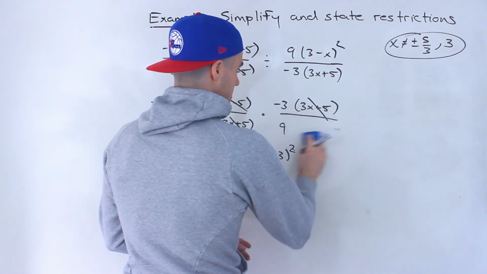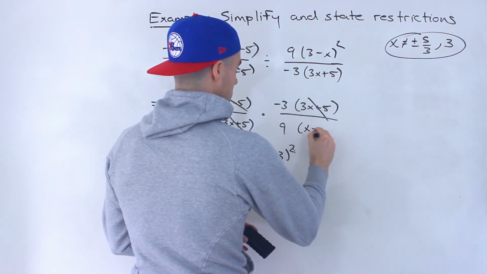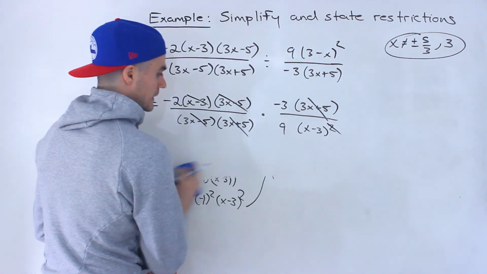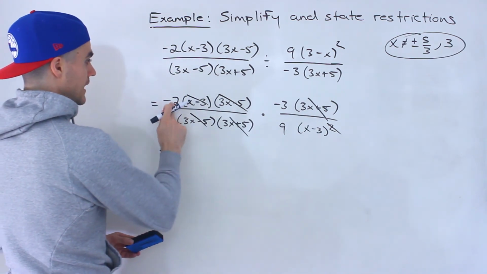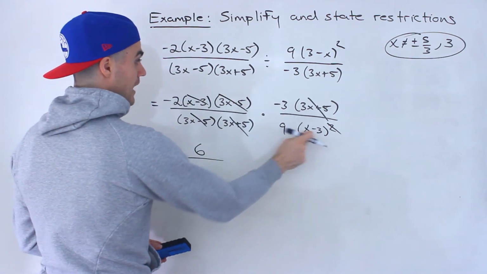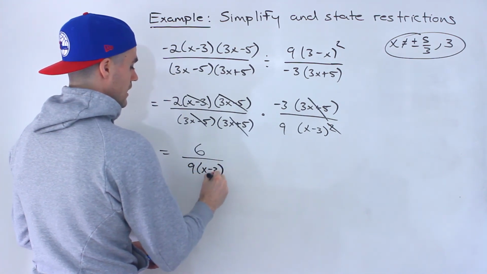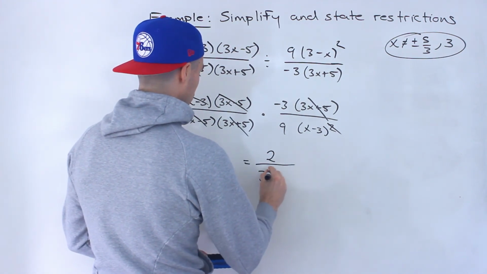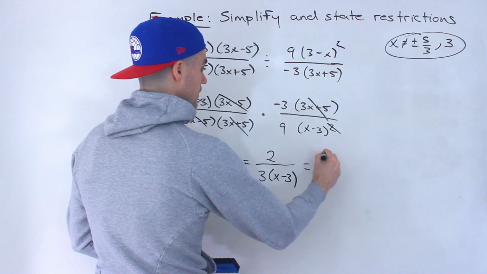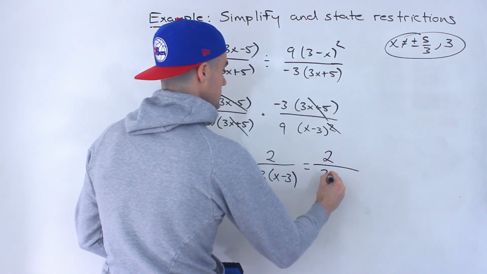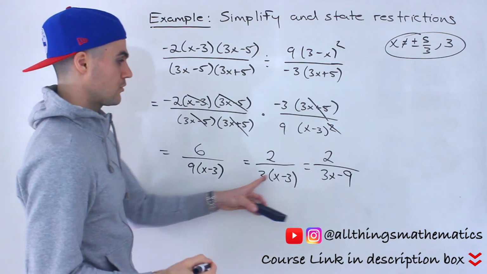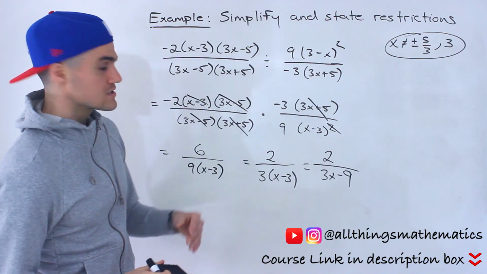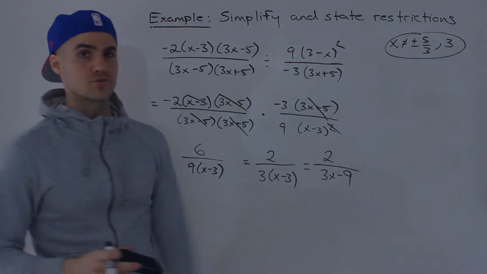All right, so this ends up being x minus 3 to the power of 2, and then notice this and one of these cancel out. So what are we left with? Well, we'll have negative 2 times negative 3, which is positive 6, and then we'll have 9 times x minus 3. And then notice that 6 over 9, that simplifies to 2 over 3. And then we got the x minus 3. Or you might even see this shown as 2 over 3x minus 9. So both of these are the exact same thing. So these are the simplified expressions for that original expression we had. And then those are the restrictions.